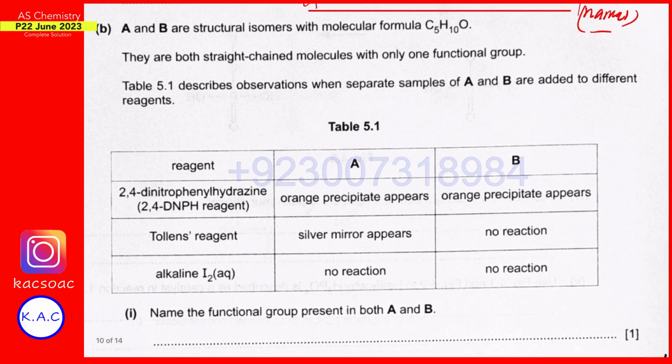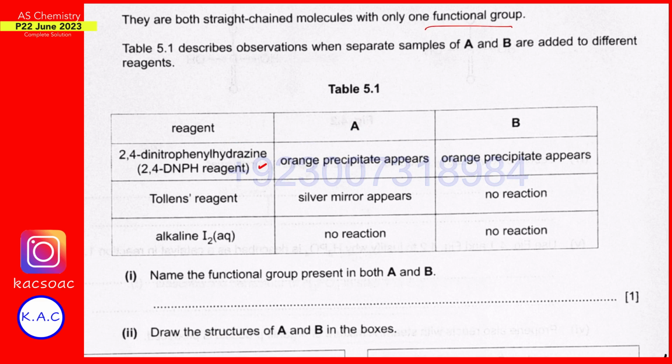A and B are structural isomers with molecular formula C5H10O. They are both straight chain molecules with only one functional group. Table 5.1 describes observations when separate samples of A and B are added to different reagents. The first one is 2,4-DNPH, an orange precipitate appears. It means that A and B may be aldehydes or ketones. With Tollens reagent, a silver mirror is formed, that is an aldehyde. No reaction means that B is a ketone. A is an aldehyde and B is a ketone.